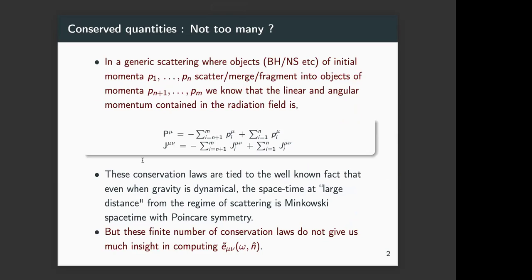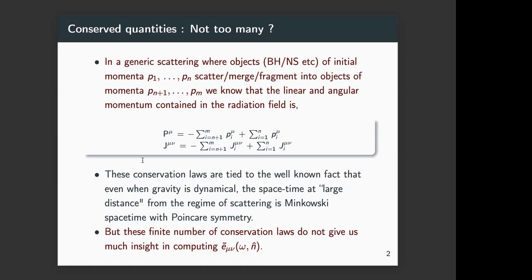So in a generic scattering where objects like black holes or neutron stars start with some initial momenta, P1 to Pn, they can scatter, merge, or fragment into objects with different momenta. The only zeroth order constraints we have are the conservation of linear and angular momentum of these objects, plus the momenta contained in the field.